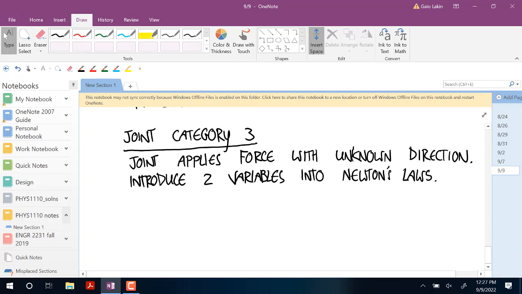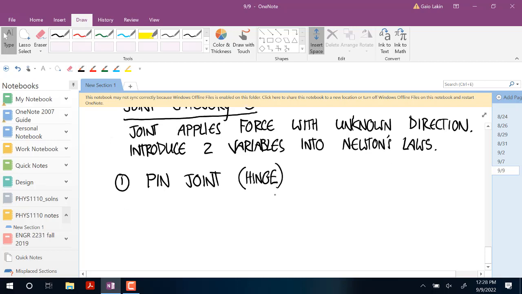Okay, the first one of these is the one that I have the model of there, a pin joint. This is the same thing as a hinge. And drawn something like that, you can just see the pin that's connecting the 2 bodies.